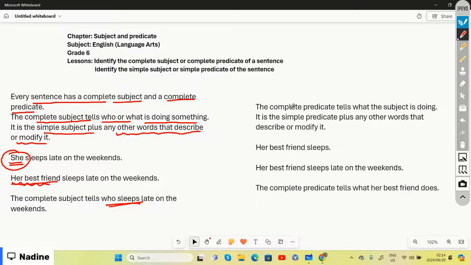And then we also have a complete predicate. The complete predicate tells us what the subject is doing. The subject is the person or the thing that is doing something. So now we need to say, what is the person or thing doing? With a complete predicate, it is the simple predicate plus any other words that describe or modify it.